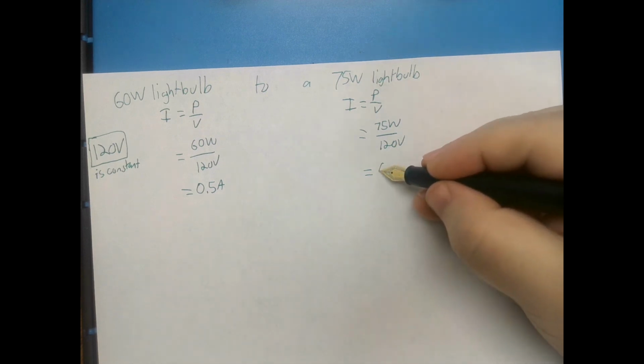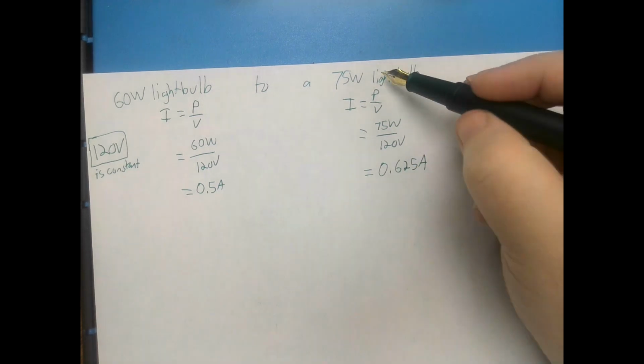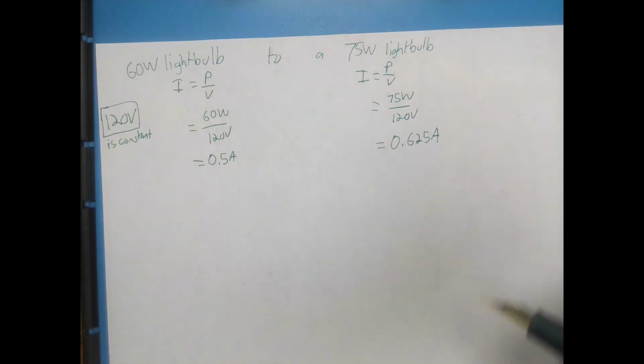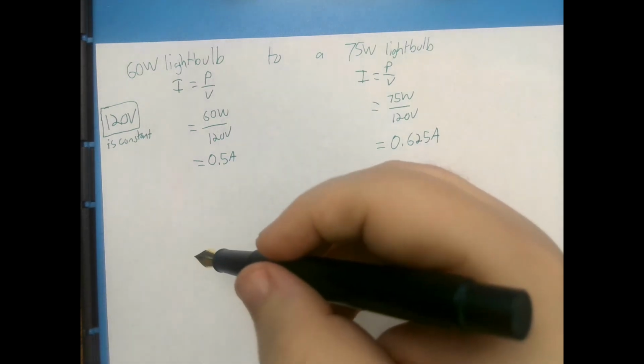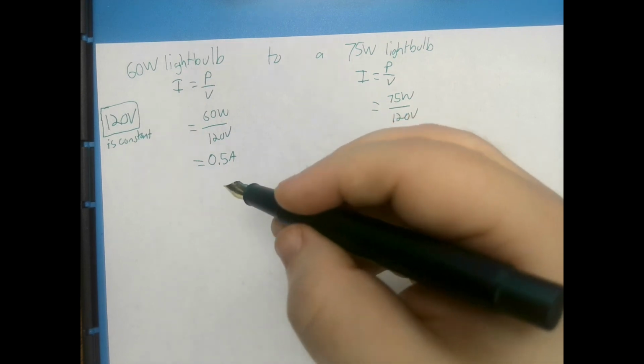So that's equal to 0.625 amps. So this light bulb uses more current. Let's look at how it achieves this. You really can't control how much current goes through it, but what you can do is design resistance. So let's look at resistance.